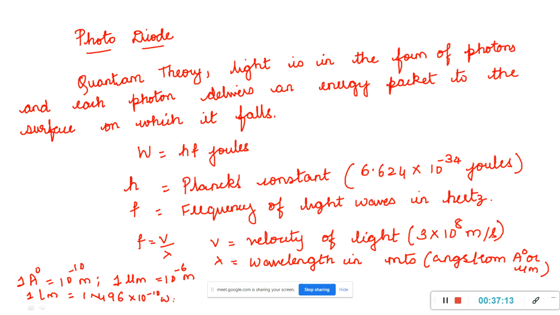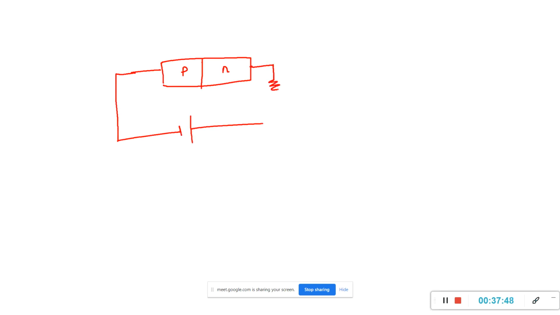So let me talk about the function of the photodiode. So this was the expression of the photodiode. W is equal to HF joules. So here we have the photodiode. I'll just draw it. It is similarly a PN junction diode, photodiode, with a battery, with a current limiting resistor, so here we have some focusing lens.